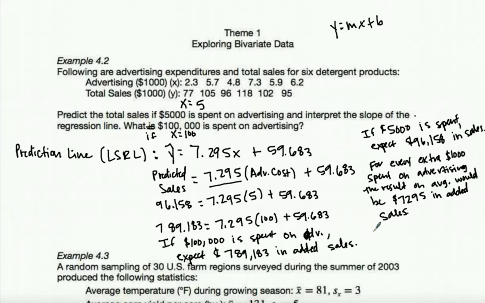Now, should we put all of our weight in this? Like if this was our business, should we put all of our weight in this, that if we spent $100,000 on advertising, we should get $789,183 in added sales? Not really. Is it something that you can use? Yeah, sure. But is it something that you should put all of your weight in? Not necessarily. Remember, this is just a prediction. It's not what's definitely going to happen.